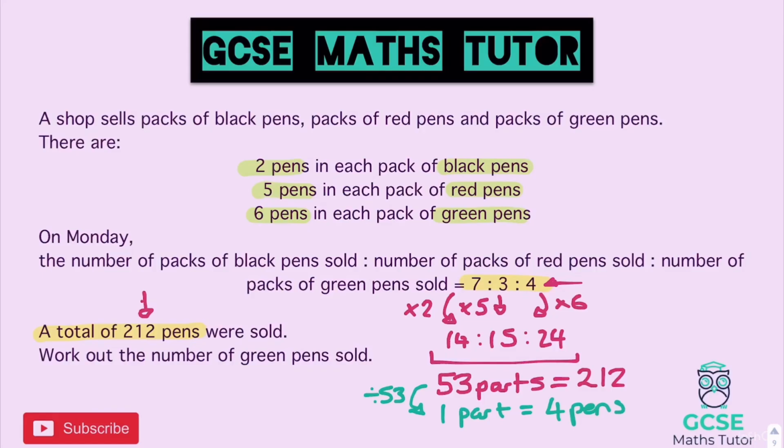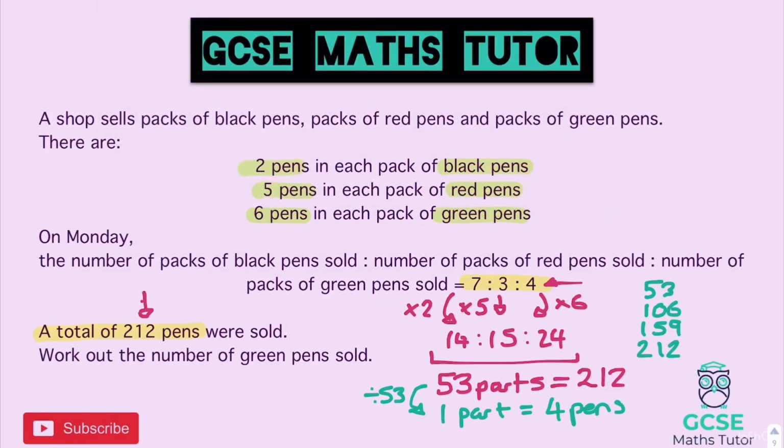And again, you could do that without a calculator as well. It doesn't look very nice, but 53 goes into 212. You can do 53, 106, 159, and then when you add another 53 there, you get 212. So it does fit in nicely there with the 4 times. Right, so we've got our amount of pens in each part there. It's 4 in each part.